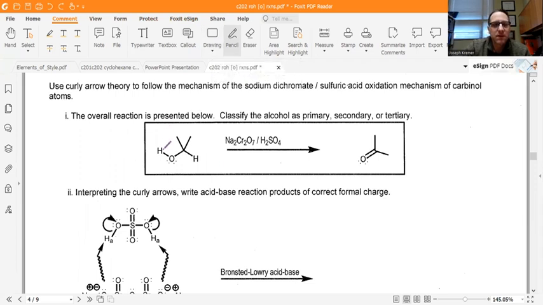Okay. Circle the hydroxy, backtrack to the carbon, and trace the number of carbon-carbon bonds only. I see there are 2. This is a 2nd degree alcohol. This, by the way, is isopropyl alcohol, available at any Walmart.